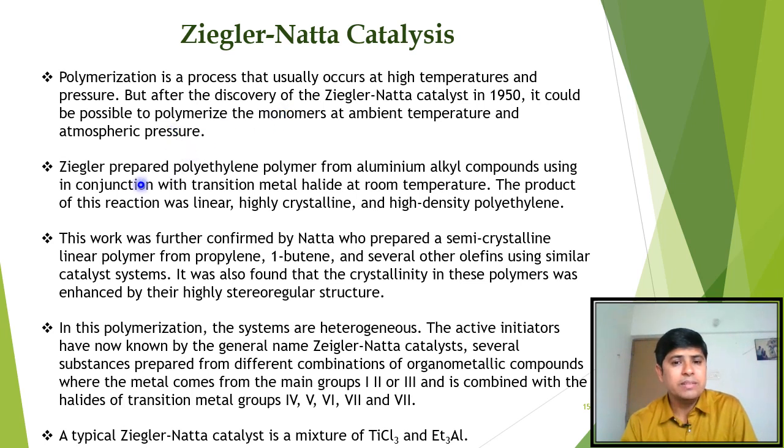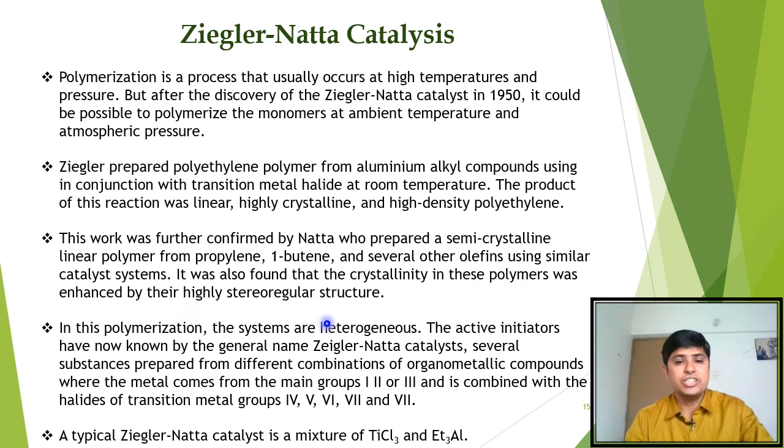Ziegler prepared polyethylene from aluminum alkyl compounds used in conjunction with a transition metal halide at room temperature. The product was linear, highly crystalline, high density polyethylene. This work was further confirmed by Natta, who prepared semi-crystalline linear polymers from propylene, 1-butene and several other olefins using similar catalyst systems. Crystallinity in these polymers was enhanced by their highly stereoregular structure.